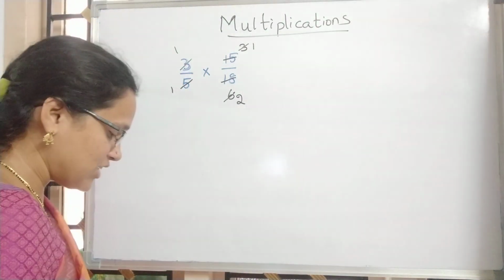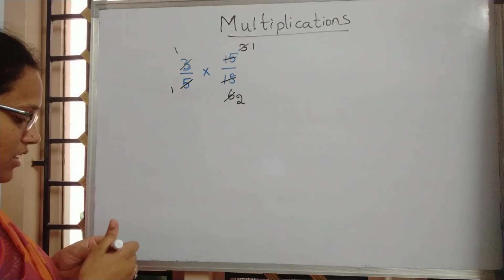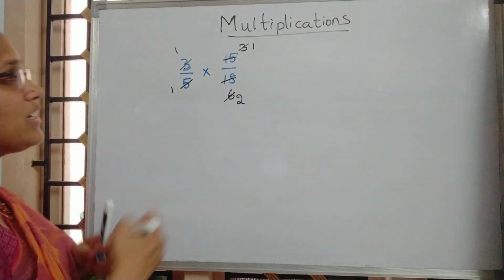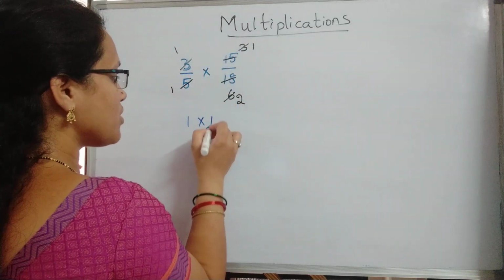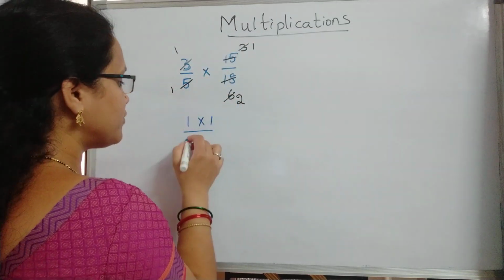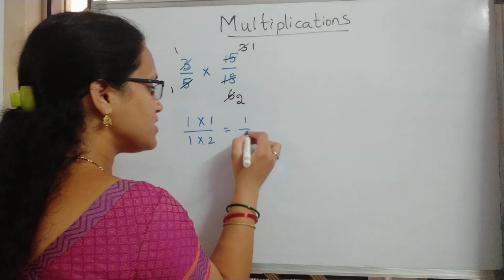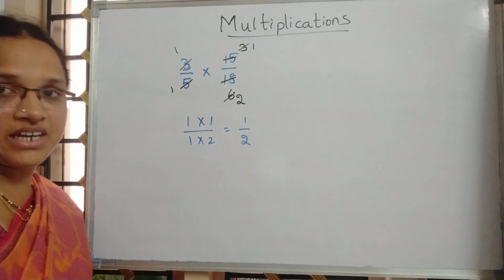After the cancellations are completed, you have to write the remaining numerators and denominators. So what is the numerator here? 1 times 1, by 1 times 2. So the answer is 1 by 2 after the multiplication.